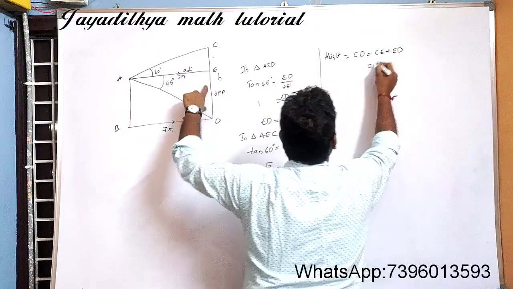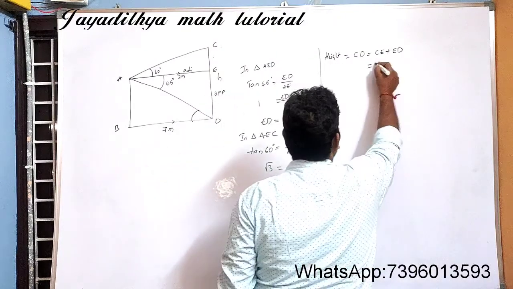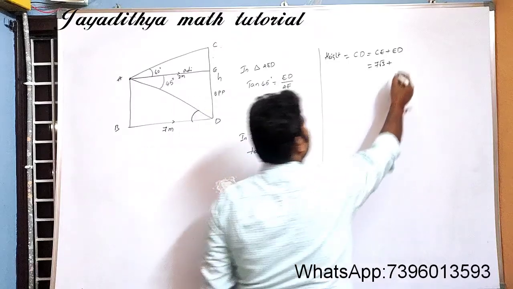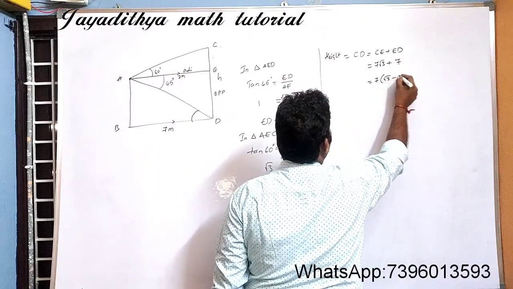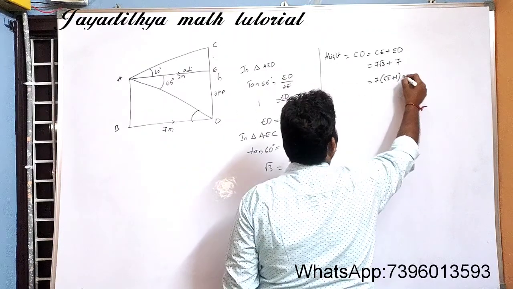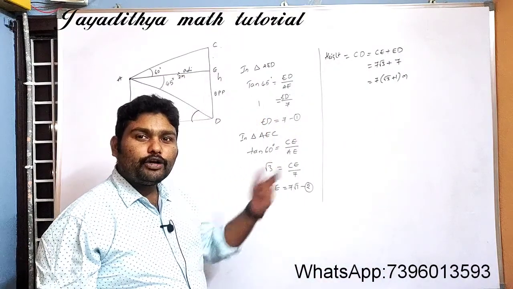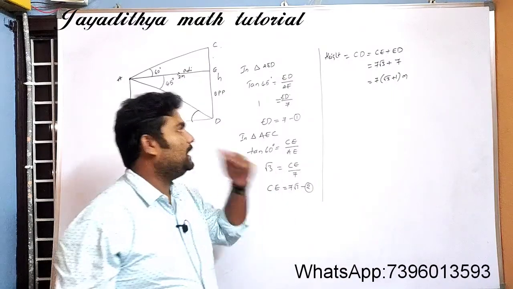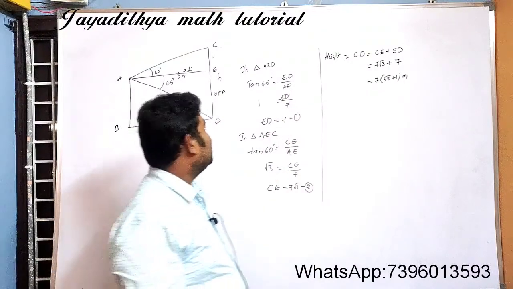CE plus ED. What is the value you got for CE? CE is equals to 7 root 3. This is 7 root 3 plus ED is equals to 7. Take 7 common. This will be root 3 plus 1. Okay. So the height of the tower will be equals to 7 into root 3 plus 1 meters. If you want, what you can do here? Take the value of root 3 as 1.732 and you add 1 and then you multiply. Then you will get the perfect answer. Even if you leave it here, the answer is correct.